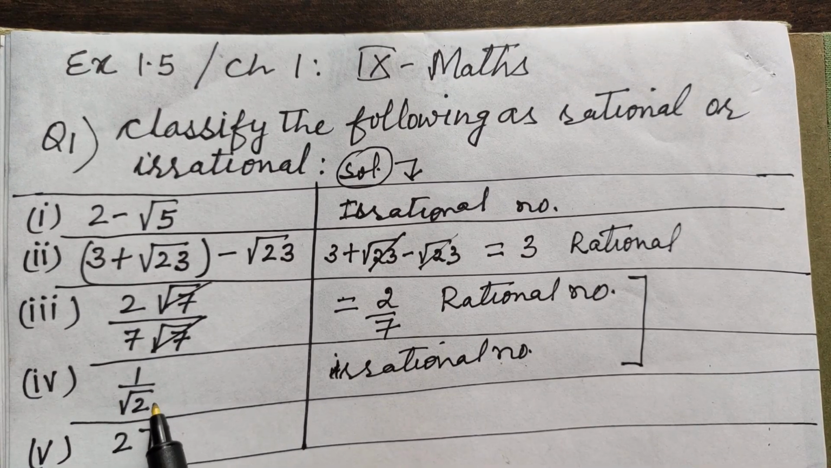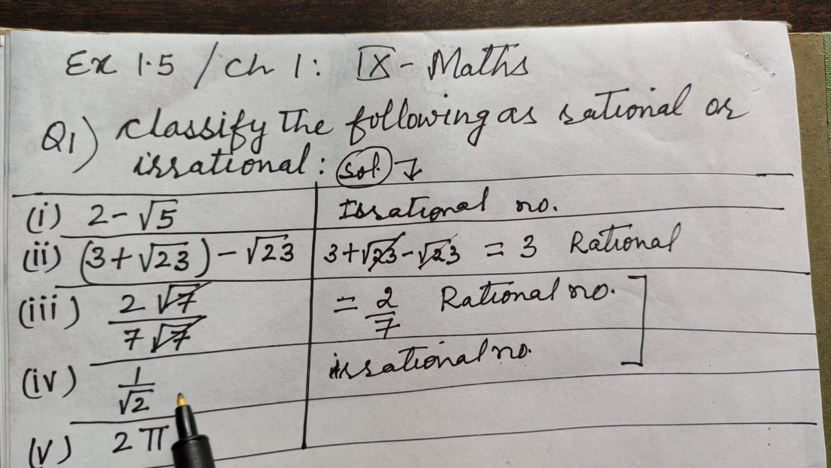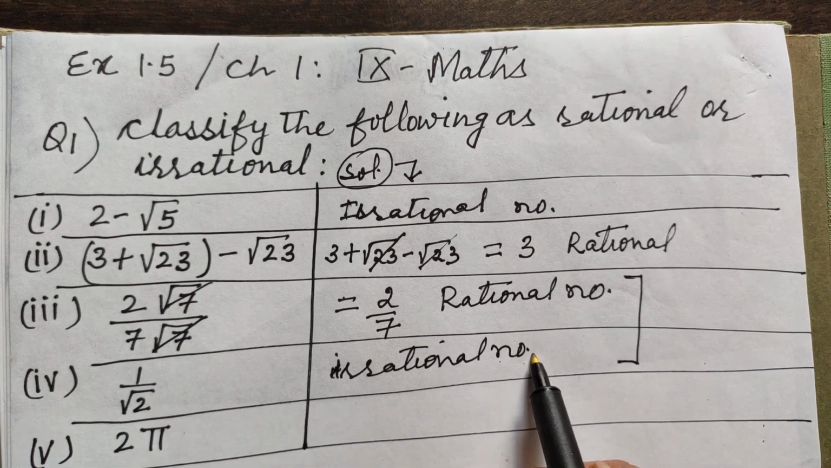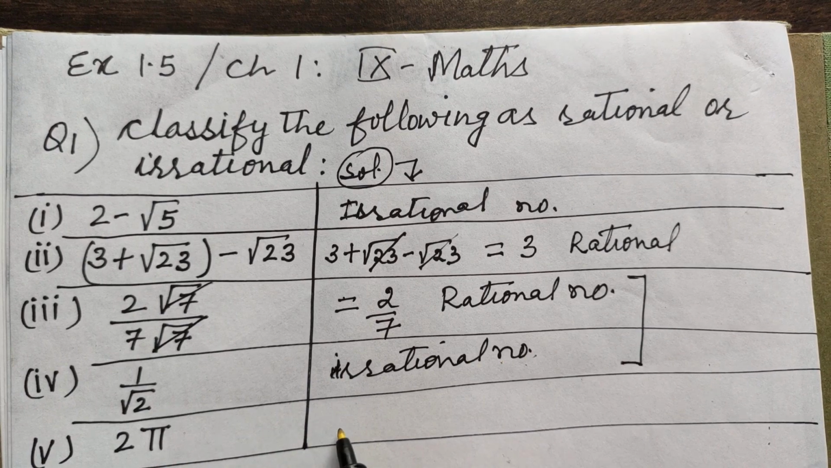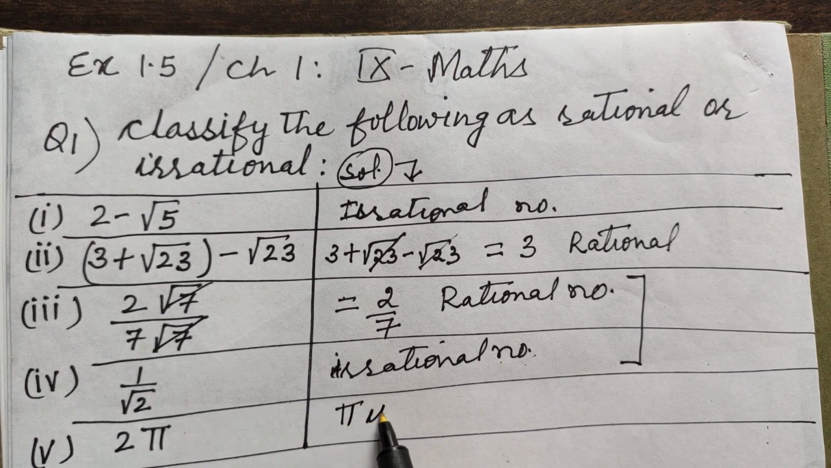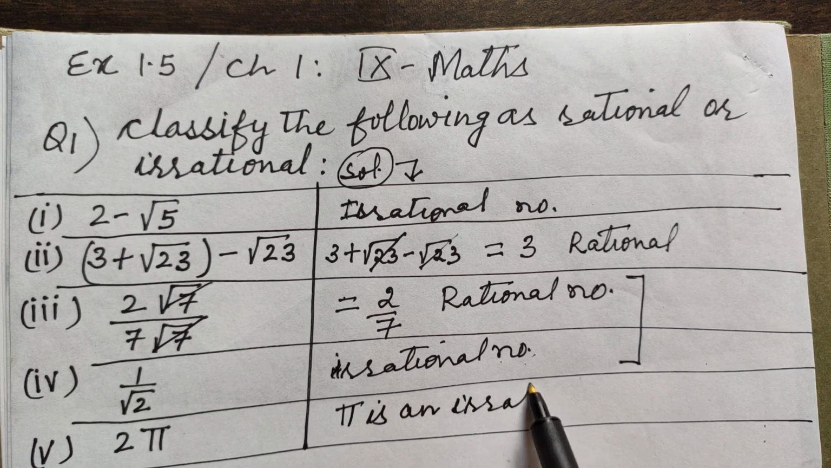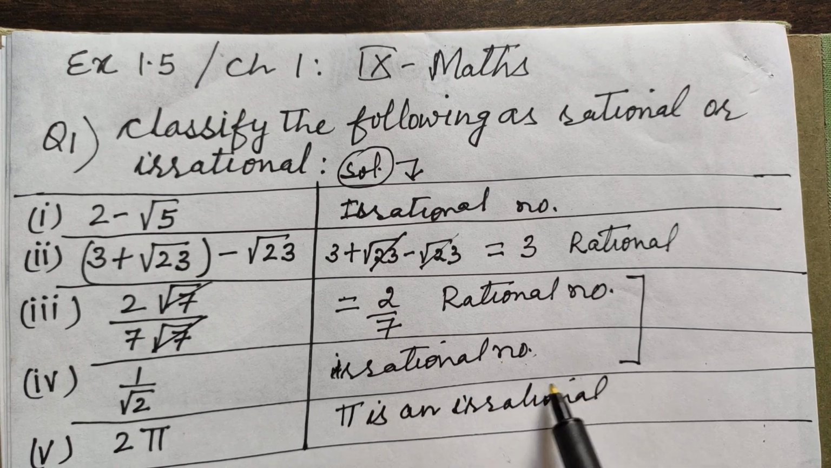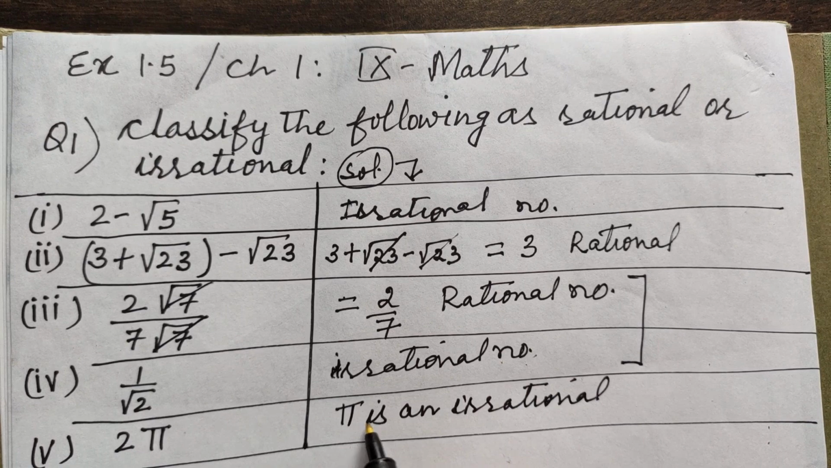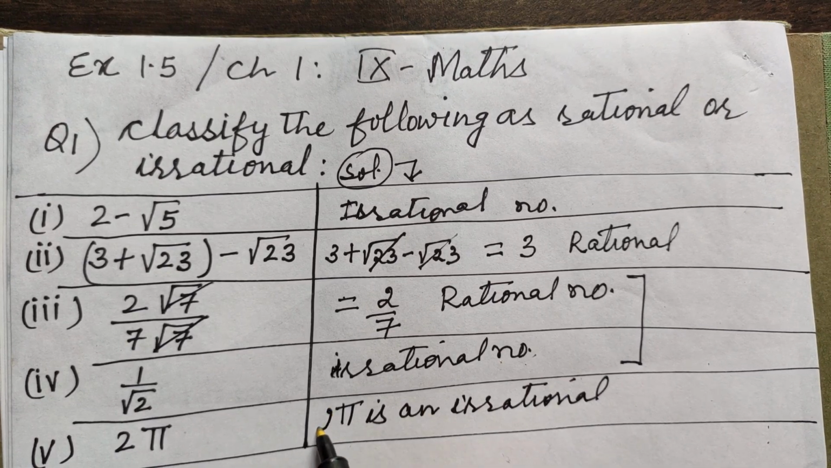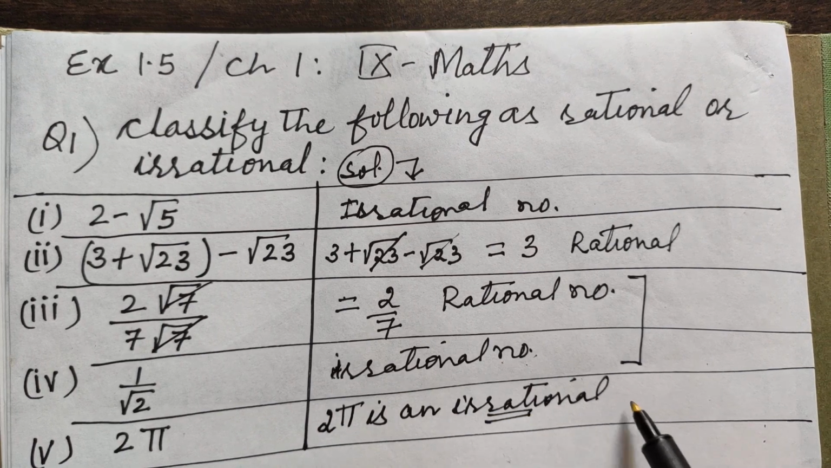Look in the second part. 1 upon root 2, 1 is a rational number divided by root 2, an irrational number, and the answer is an irrational number. What about 2 pi? Pi is an irrational number, and 2 multiplied with an irrational number, that is a rational multiplied with an irrational number, answer is an irrational number.